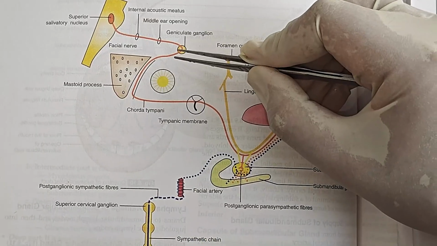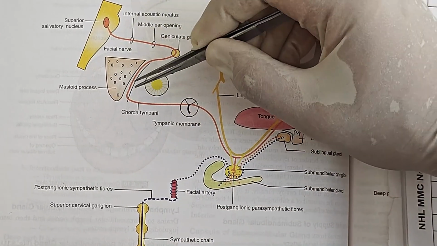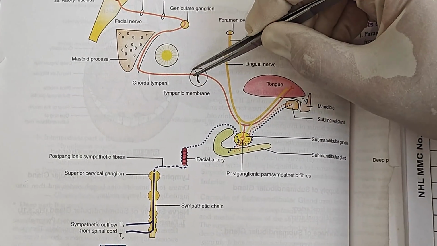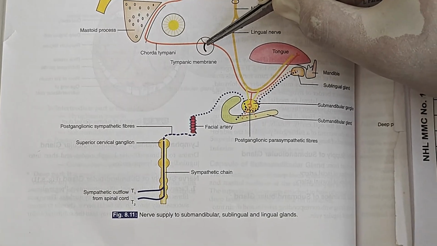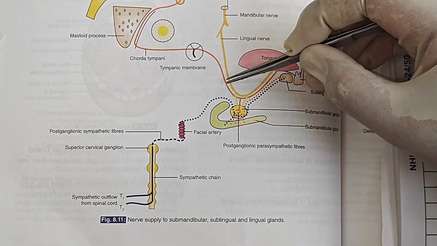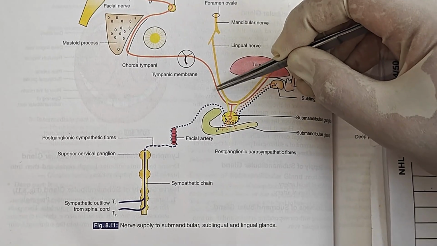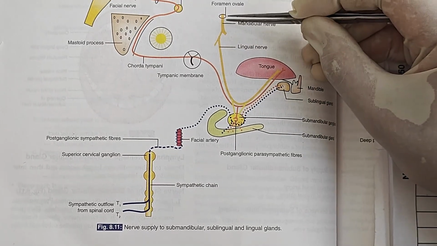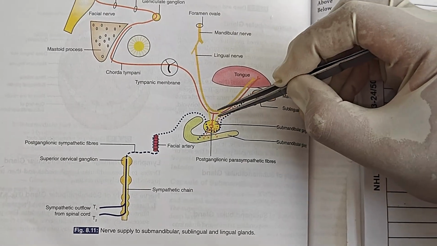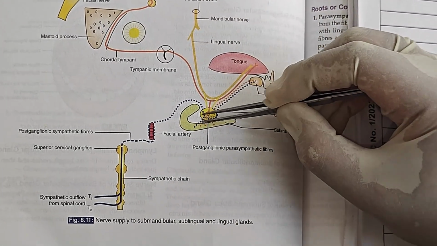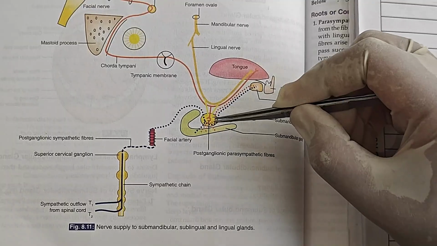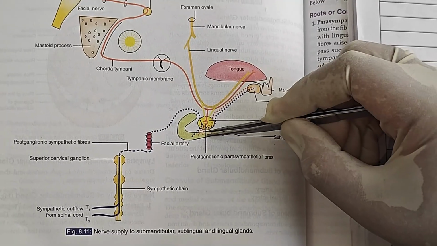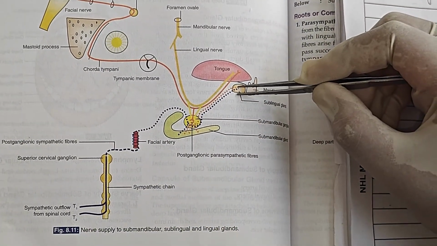gives one branch of the facial nerve, the chorda tympani nerve, which enters inside the middle ear, and then passes through the petrotympanic fissure, and along with the lingual nerve it unites, and the fibers relay inside the submandibular ganglion. The postganglionic parasympathetic fibers supply the submandibular gland and sublingual glands.